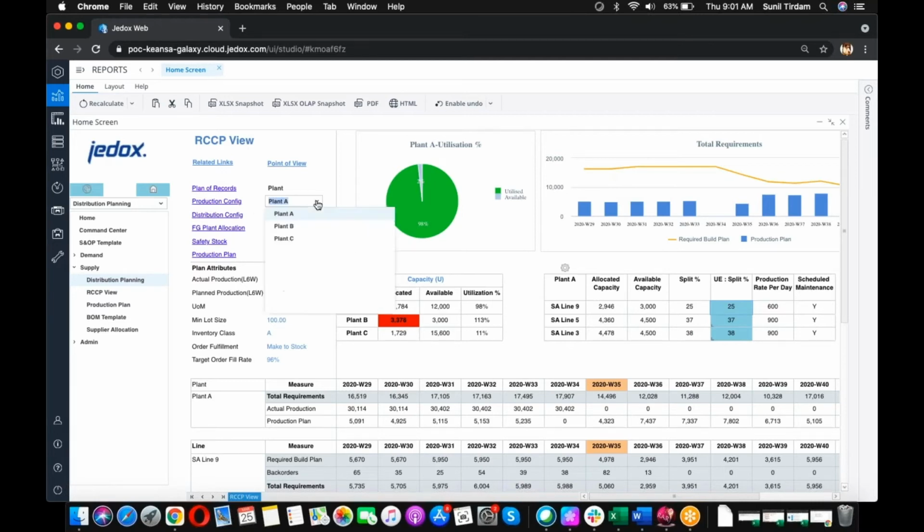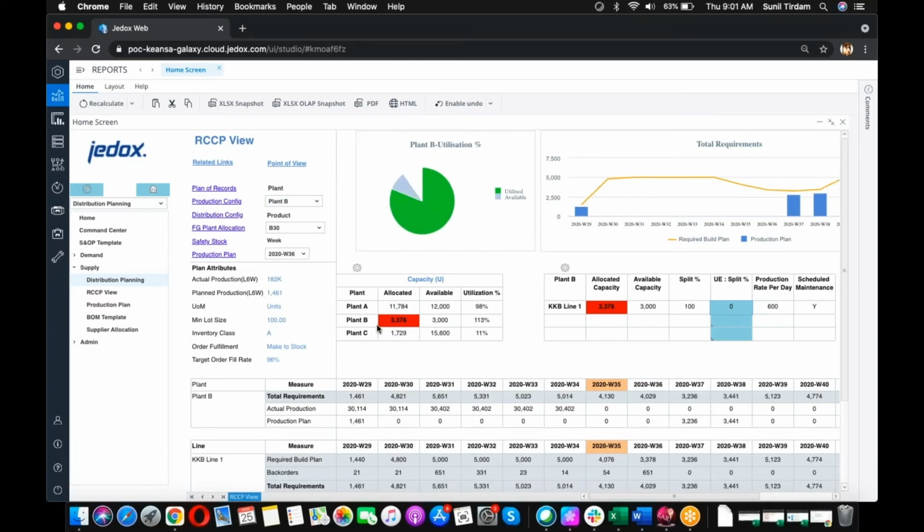Now if he comes to another plant, which is plant B, we see that there is an exception here at a plant level. There is more allocated and the availability is less. So that's the reason. We even have an issue at a line level. We would now see what the issue is. It says it has maintenance.